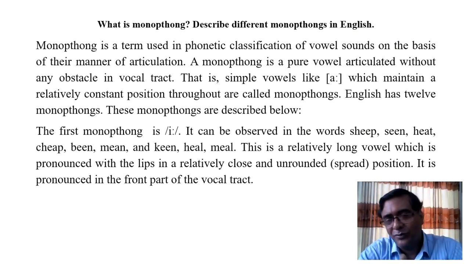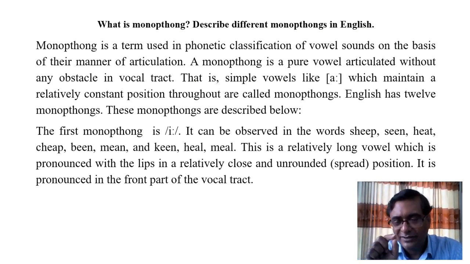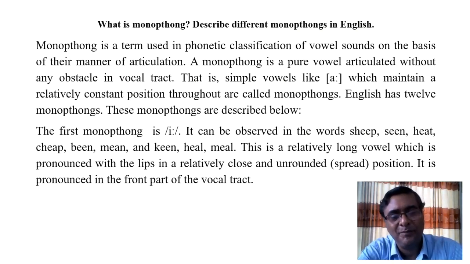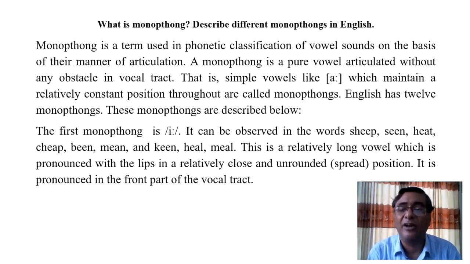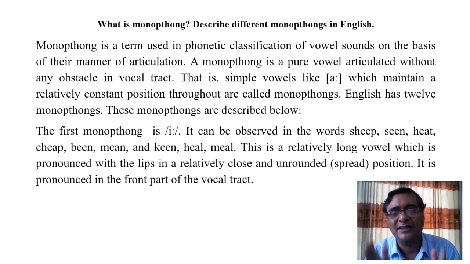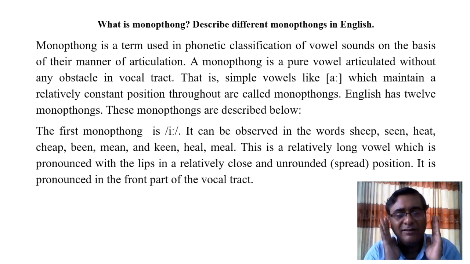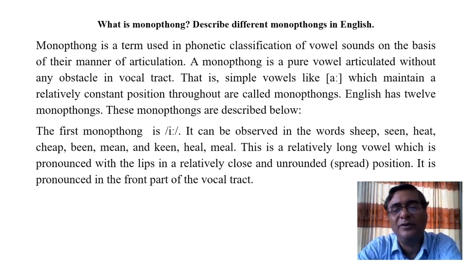That is why I say the diagram is important, because if you can just keep the diagram in your mind, then the description of the monophthongs will be much easier for you. Why? Because you can then say what the position of the lips is. Whether it's in a closed position, a half closed position, a rounded position, or an unrounded position. So if you keep the diagram in your mind, you can easily explain the 12 monophthongs. It is pronounced in the front part of the vocal tract.